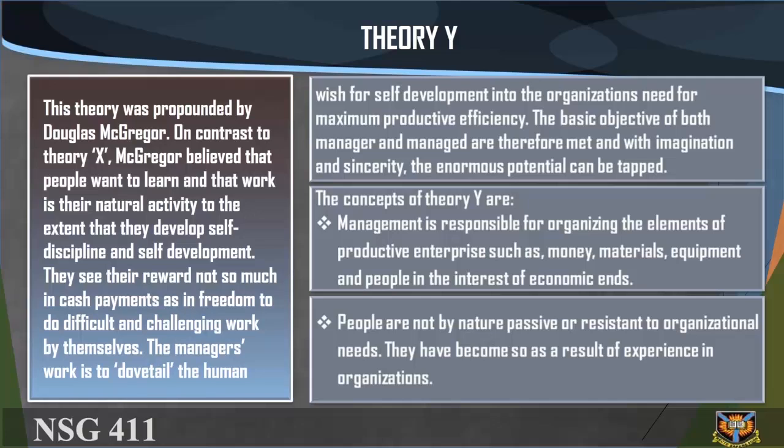The concepts of Theory Y are: 1. Management is responsible for organizing the elements of productive enterprise such as money, materials, equipment, and people in the interest of economic ends. 2. People are not by nature passive or resistant to organizational needs. They have become so as a result of experience in organizations.